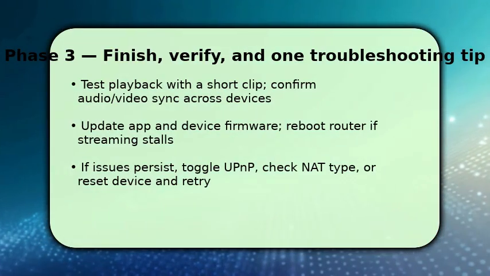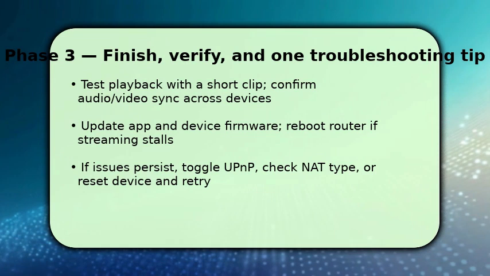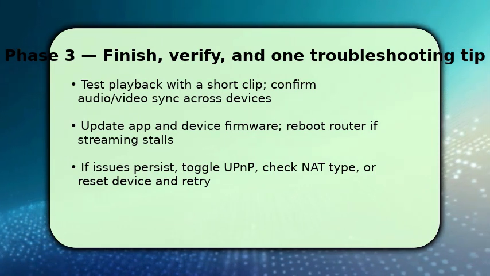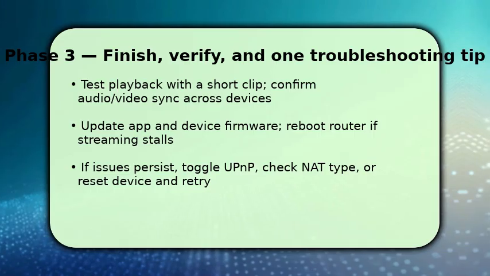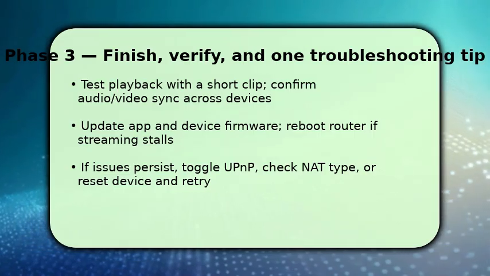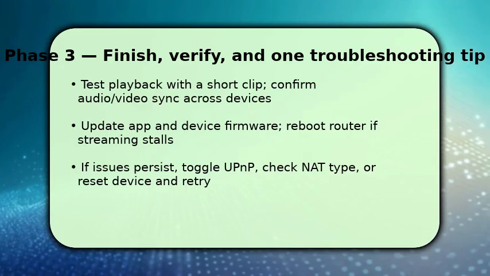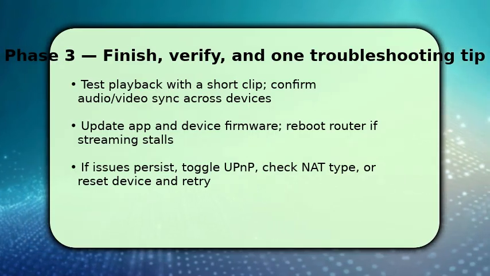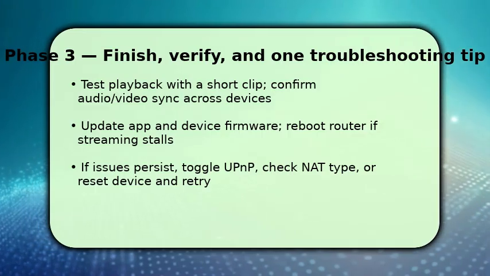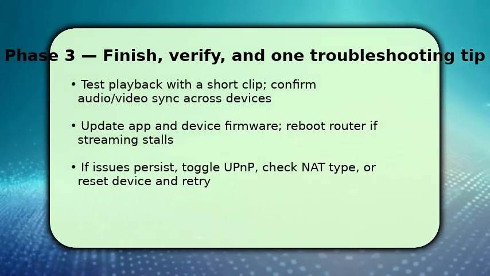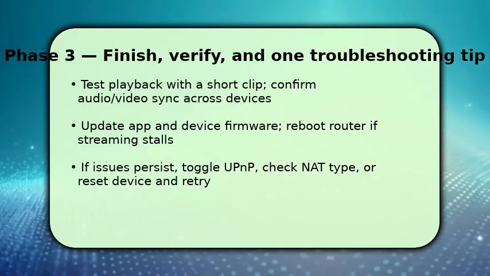Finish by testing playback. Play a short clip and watch for audio lag or buffering, because that reveals bandwidth or encoding problems immediately. If streaming stalls, update both the app and device firmware, then reboot the router to clear cached routes. Should issues persist, toggle UPnP or check NAT type, as restrictive networks block discovery. You can also reset the media device and re-add it.